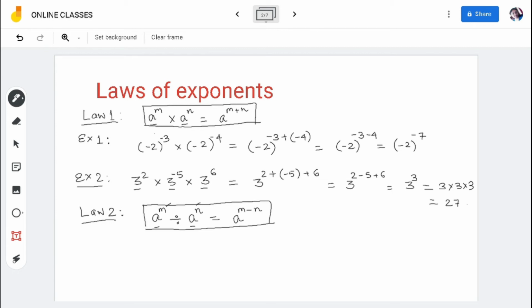Let's see some examples based on this law. So for this I am taking an example.